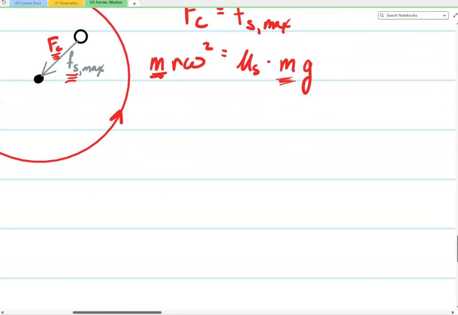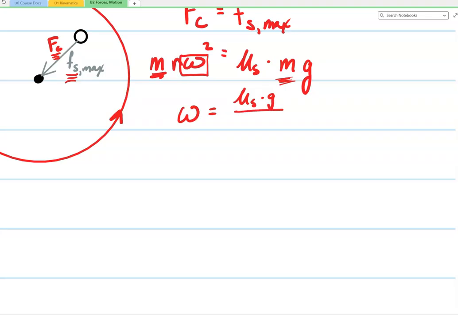And conveniently, watch what happens when we try to isolate our omega. We're going to divide both sides by m, and that quantity is going to disappear. We'll divide by r and take a square root. So omega ends up being mu s times g, divided by r, all underneath a radical.